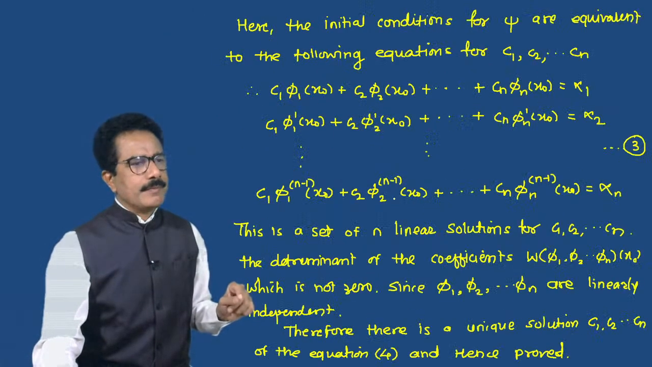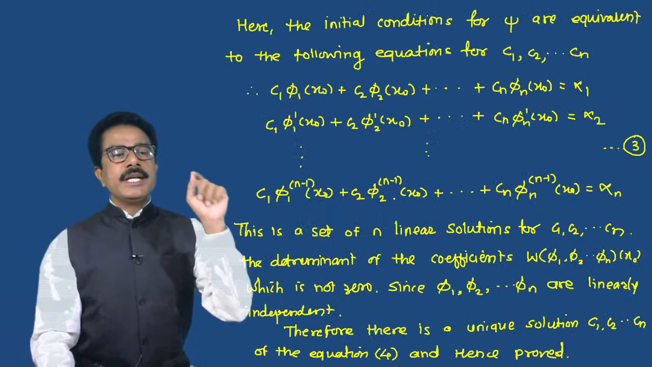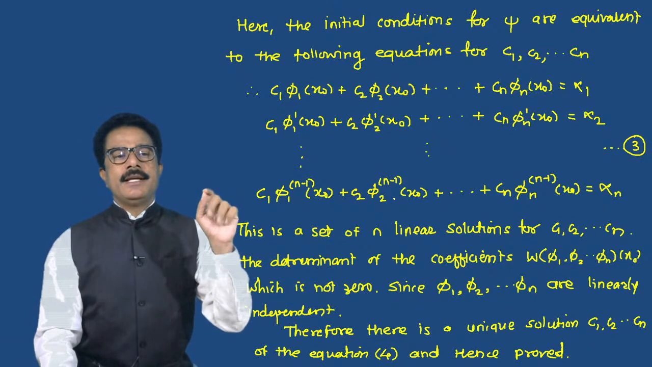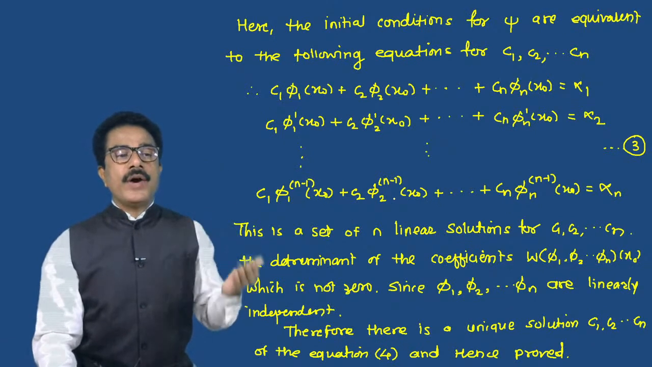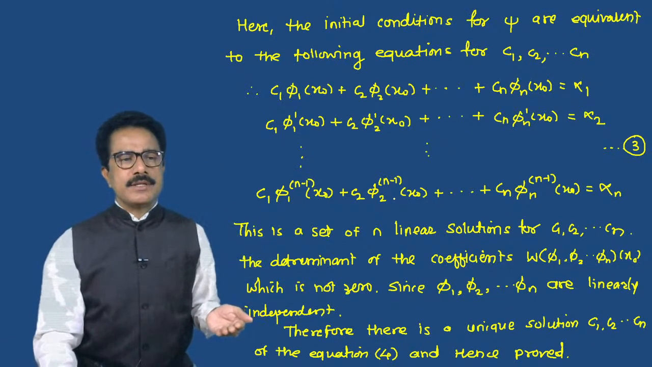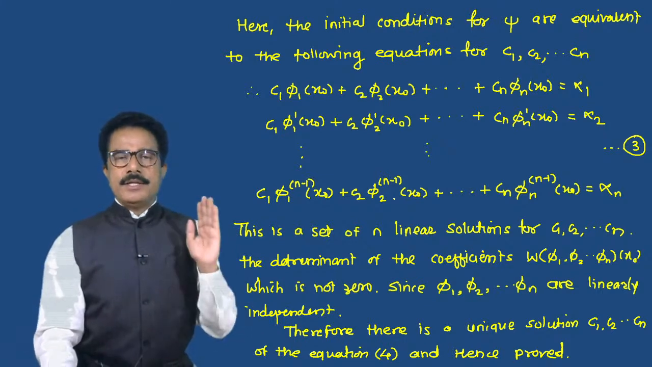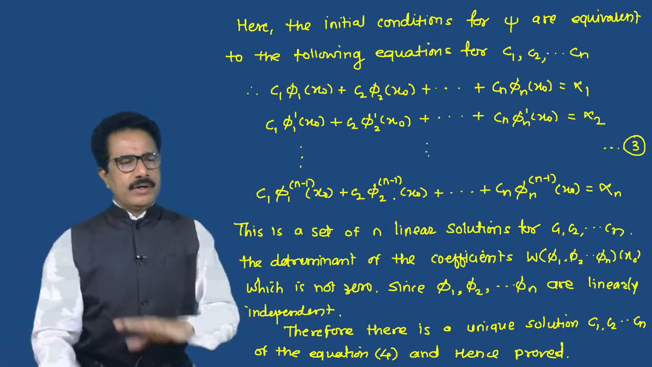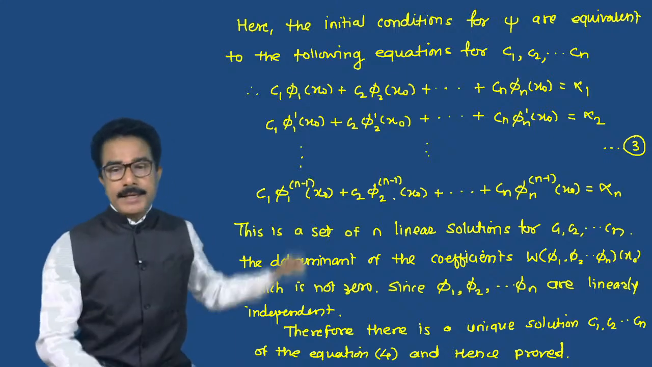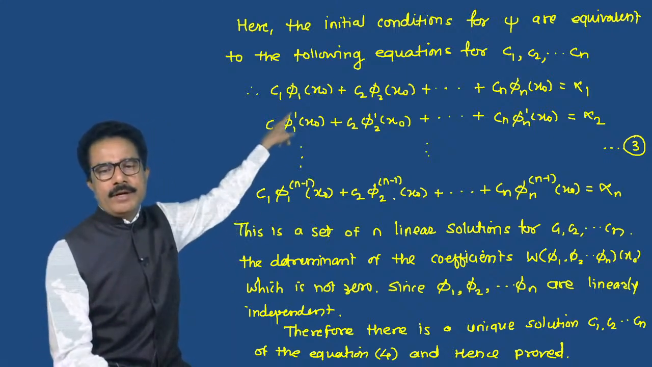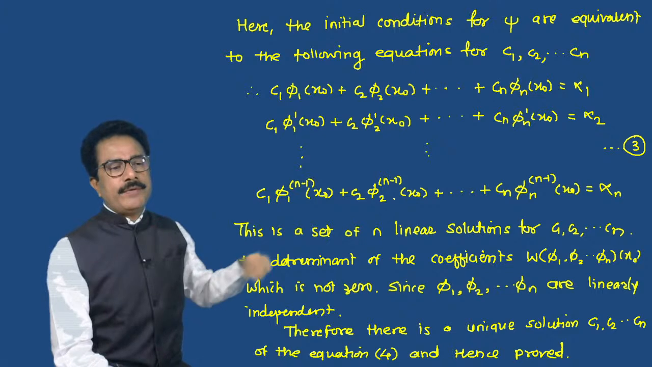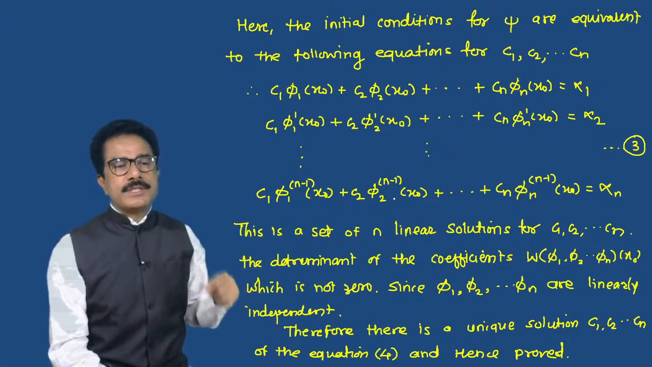Okay. Here the initial conditions for psi are equivalent to the following equations for C1, C2, C3 ... Cn. That means C1 phi 1 of x naught plus C2 phi 2 of x naught ... Cn phi n of x naught is equal to alpha 1.